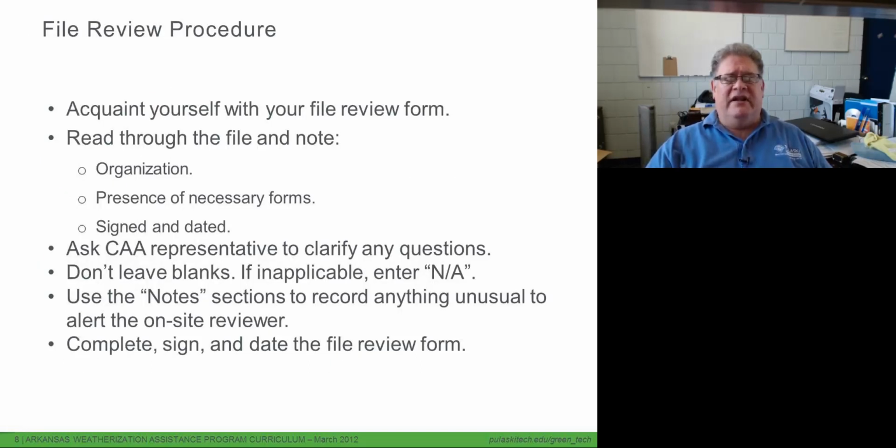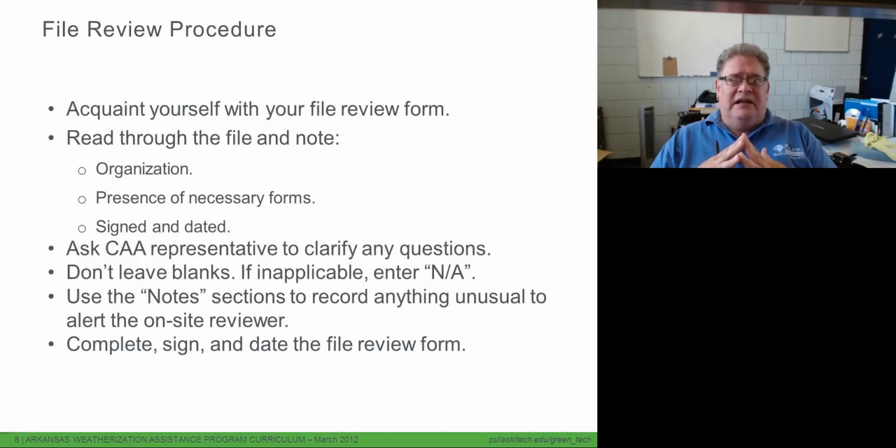Now, you're going to have a client review form or a file review form. You need to understand and notice what's on it, what kind of information is being requested. But before you start filling it out, you want to look through the client file. Okay? As you look through the client file, you want to see how it's organized. Are we seeing the majority of those forms that we need there? Are they signed and dated? Okay? And then if you have any questions, get one of the agency folks that is supposed to know to come over and take a look at it with you and to clarify any questions that you might have. In other words, clear up the problem.